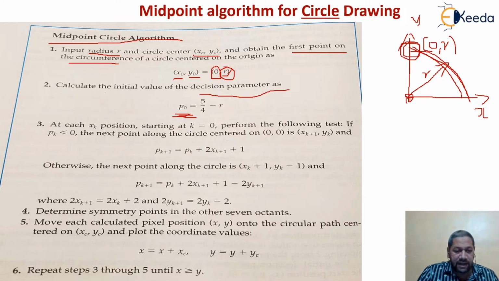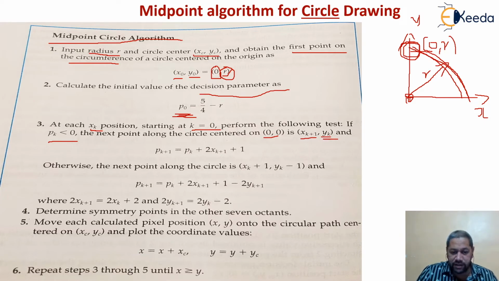Now at each xk position, starting at k equal to 0, perform the following test, because we have to calculate which is my next point. If my decision parameter value pk is less than 0, as we have just learned, it means the point is inside. The next point along the circle centered on 0, 0 is xk plus 1 and yk. So x is incremented, but the y value is not incremented; y stays yk.